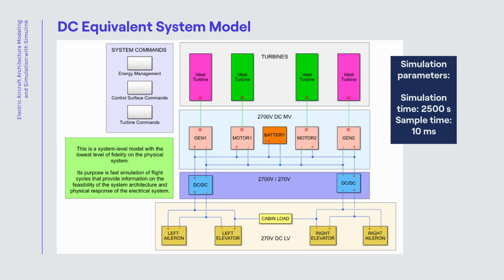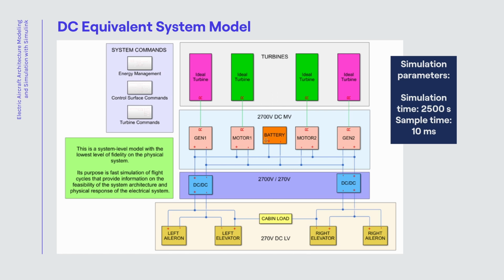This is what we call a DC equivalent system model, meaning that we are not yet modeling the AC components, and we model the main turbines as ideal rotational speed sources and the electric turbines as ideal torque sources. With this model, we can run very rapid simulations which give us information on high-level operational response. You can see from the simulation parameters on the right that we will simulate 2500 seconds of flight profile with 10 milliseconds sample time for this model.